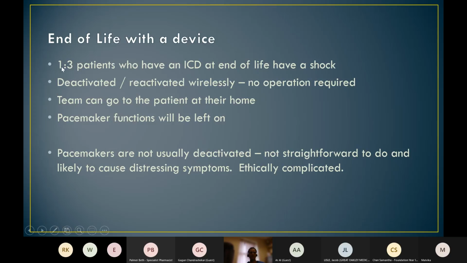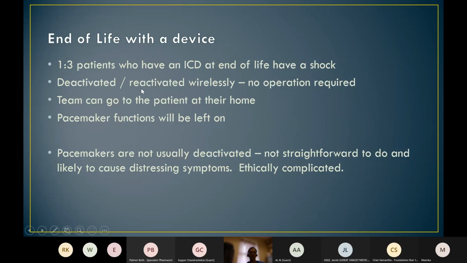But if they've got an ICD and they're dying, 1/3 of patients will end their life with ventricular fibrillation or tachycardia and potentially get a storm of shocks from their device, which are completely fruitless because they will just keep on going back into VF. They'll potentially die with a storm of electrical shocks, which, if they're still conscious, is deeply unpleasant, and it can be very unpleasant for families as well. So no patient should die with an active ICD that needs to be deactivated.